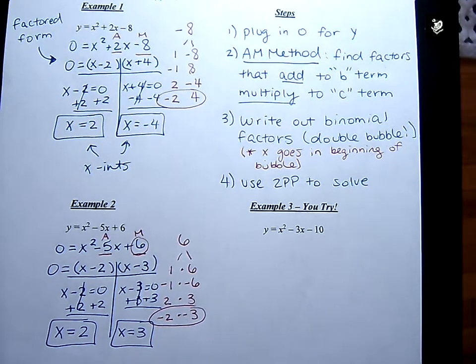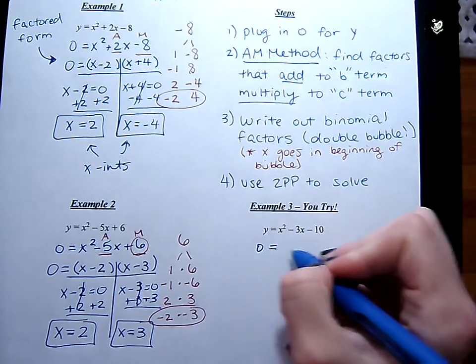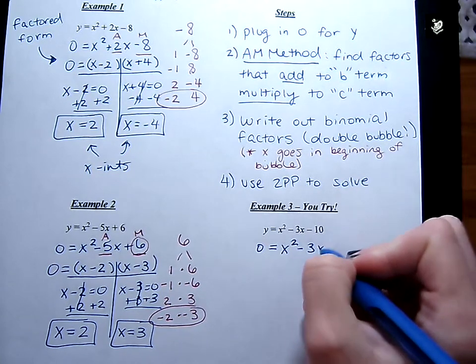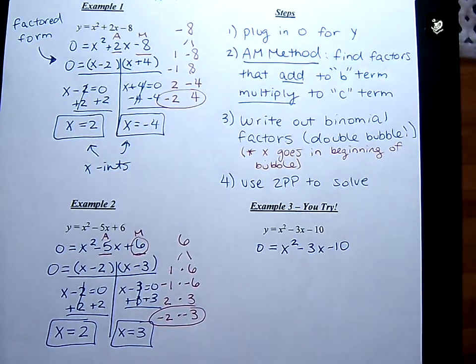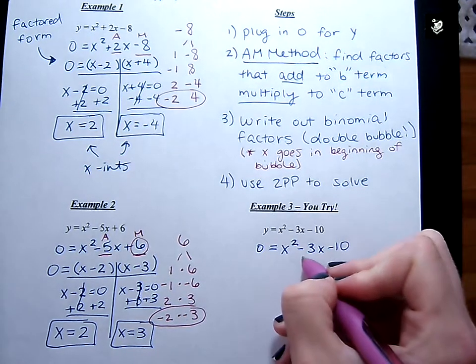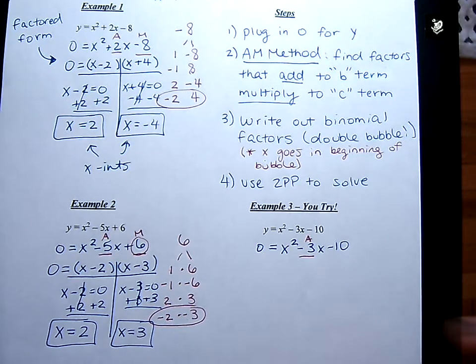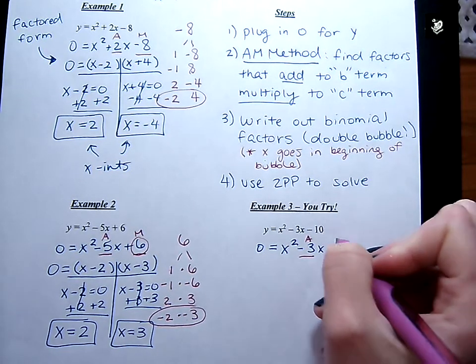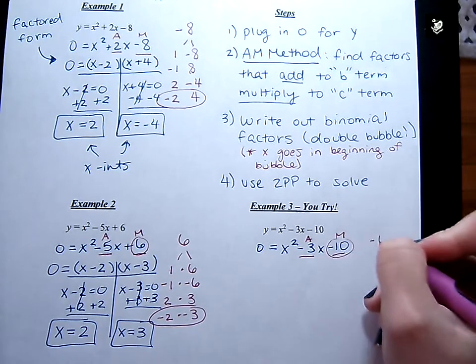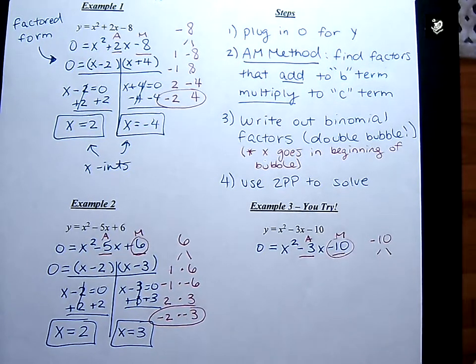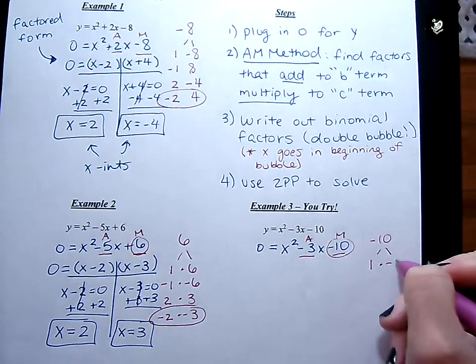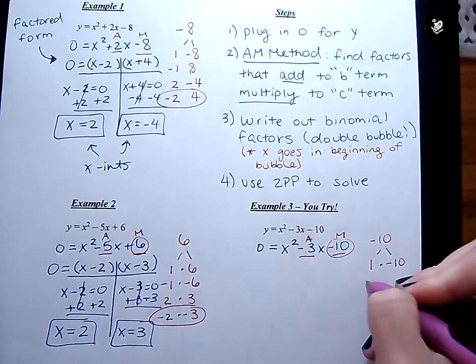So step 1, plug in 0 for y. Step 2, AM method. So I'd like you now to try and figure out, what are your two numbers going to be that add to the b term and multiply to the c term? So you want to add to a -3, and you want to multiply to a -10, which means I have to find my factors of -10. So if you went through each one, you probably did 1 times -10 first. That doesn't give me -3.